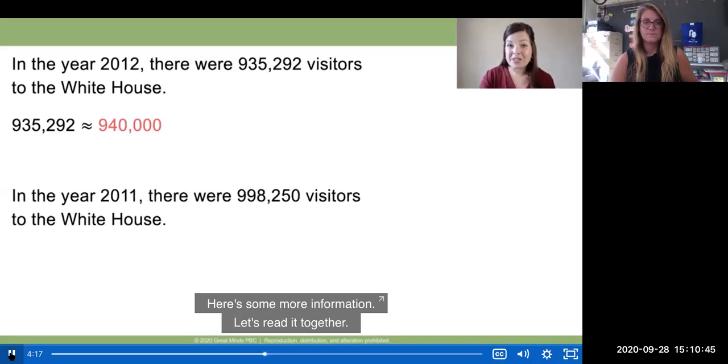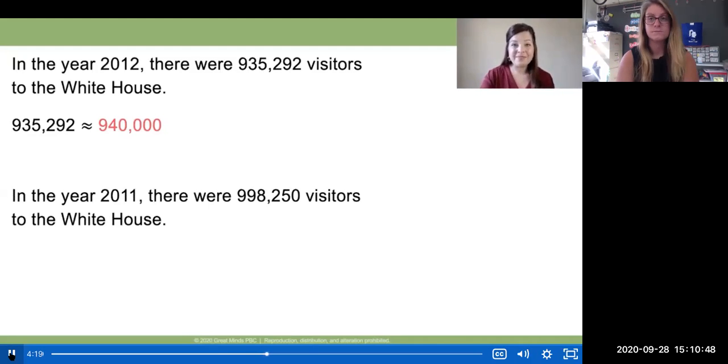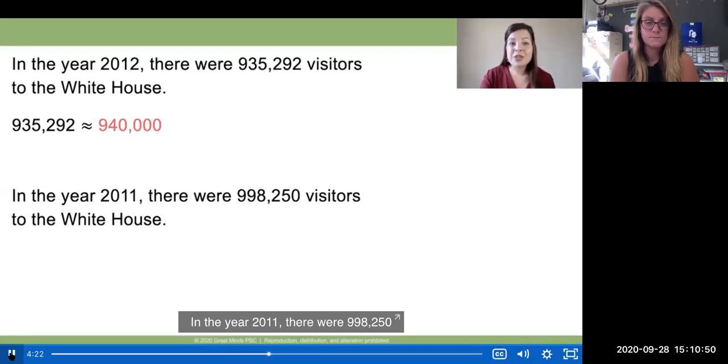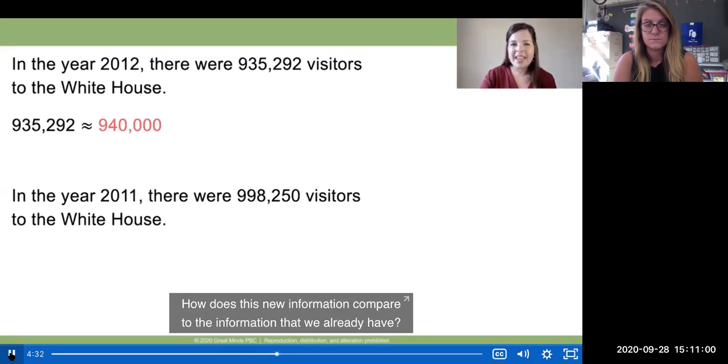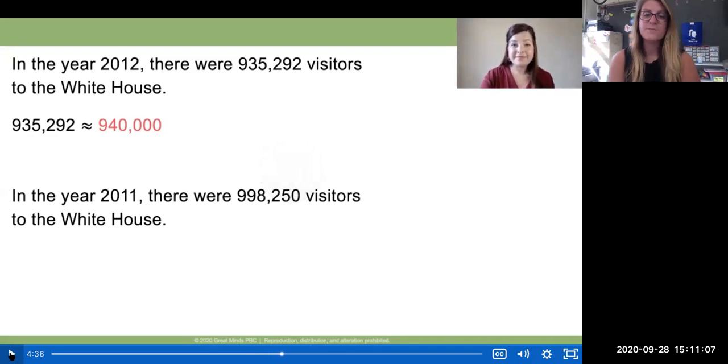Here's some more information. Let's read it together. In the year 2011, there were 998,250 visitors to the White House. How does this new information compare to the information that we already have? So think about that. How does the information about how many visitors visited the White House in the year 2011 compare to the amount of visitors that visited the White House in 2012?